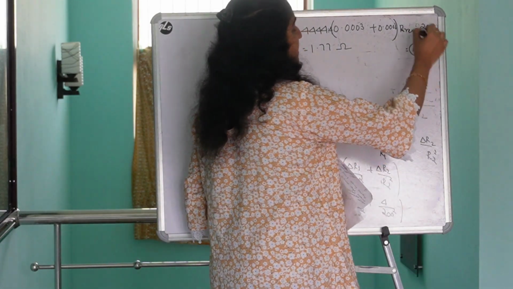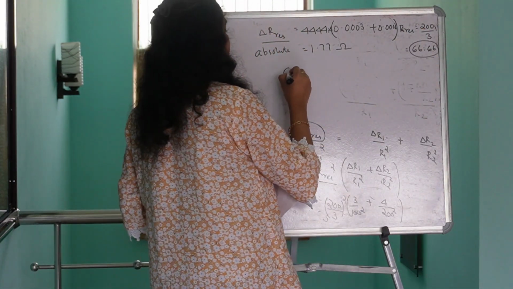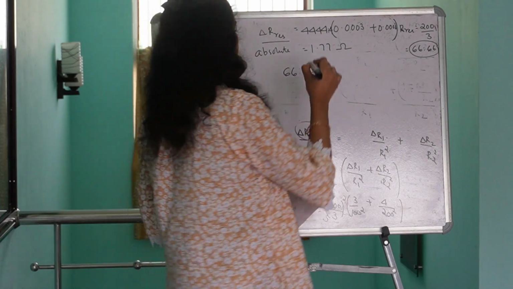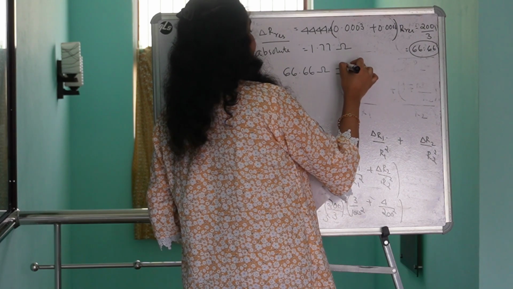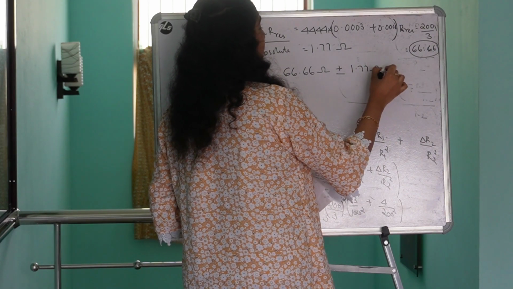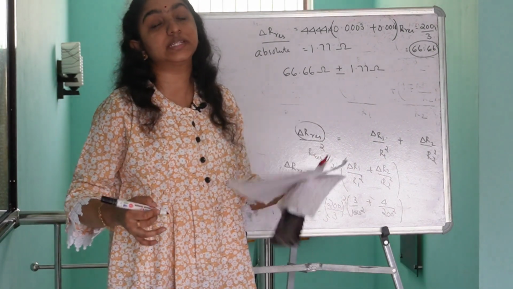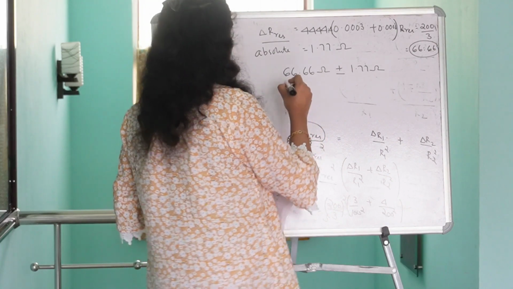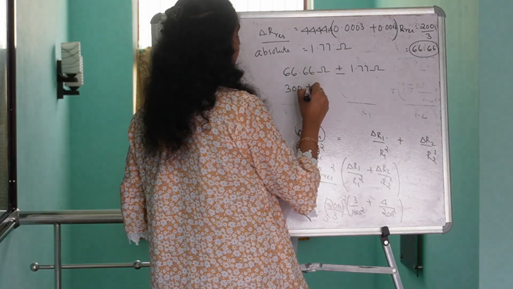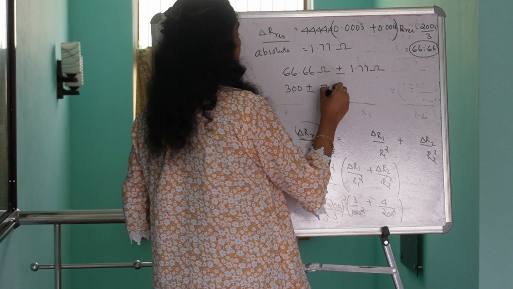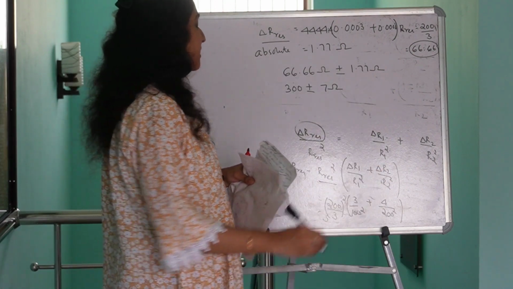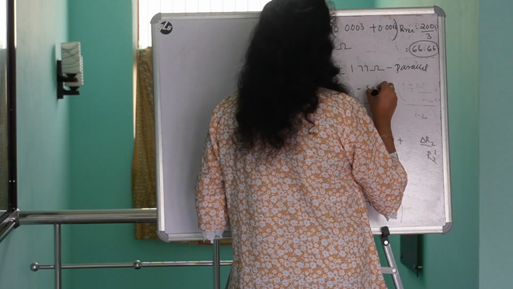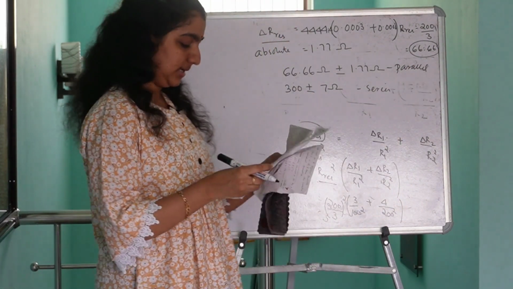And the actual resultant resistance is 6.66. So we can say the resultant resistance is equal to 6.66 ohm plus or minus 1.77 ohm when two resistors are connected in parallel. Is it clear, guys? And when two resistors are connected in series, we got the value as 300 plus or minus 7 ohm. Is it clear, guys? Yes.